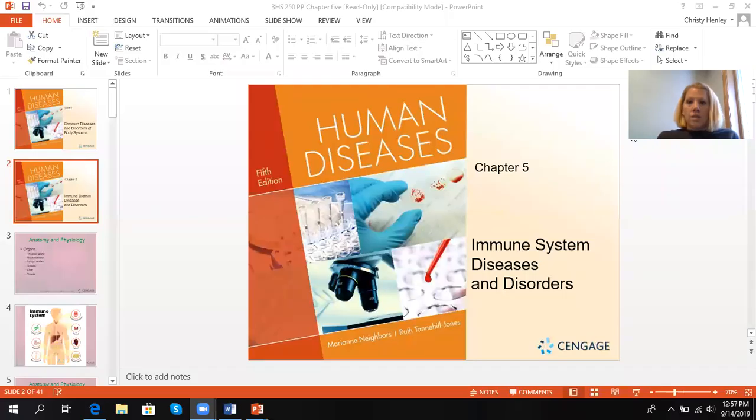All right, so this is chapter 5. This is immune system diseases and disorders. I'm going to get rid of myself here. And this is all about common diseases and disorders of the body systems. This one is the immune system. And so we're going to talk a little bit about that.